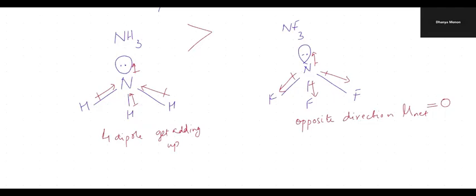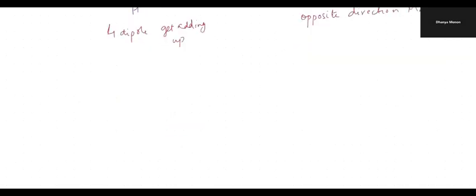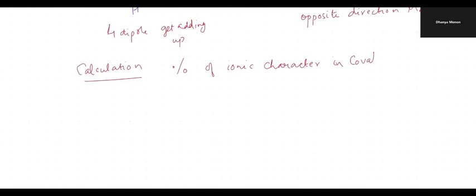Okay, now let's move on to some calculation. What is the calculation about? Calculation of finding the percentage of ionic character in a covalent compound.